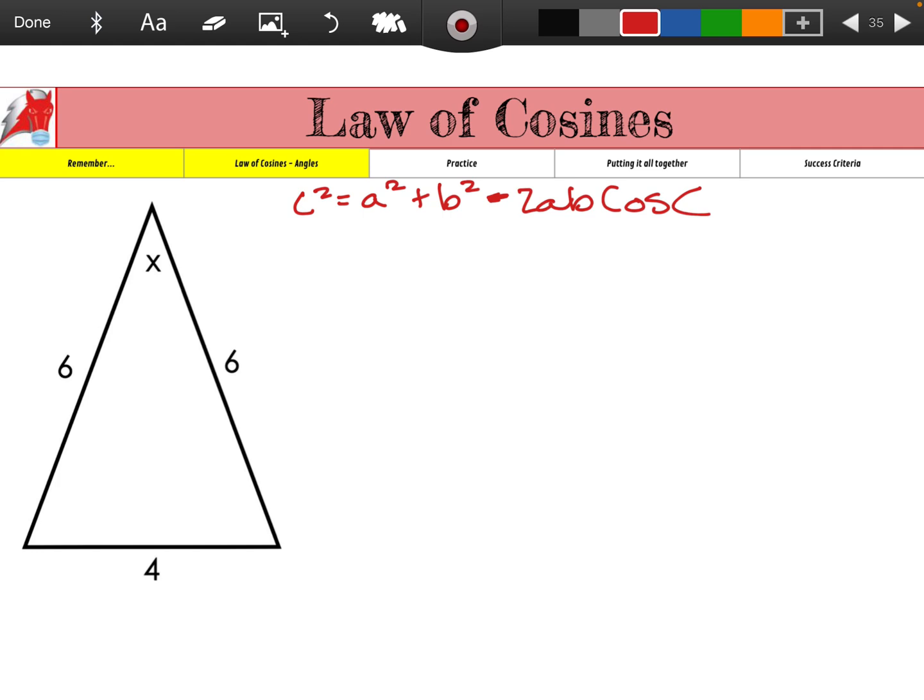All right. So now, obviously, we're missing an angle. So that means this piece is going to be gone. Okay? So all these other ones, a, b, and c, are all going to be filled out.